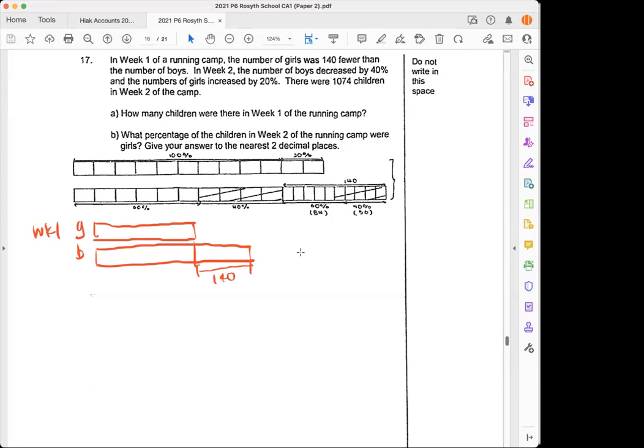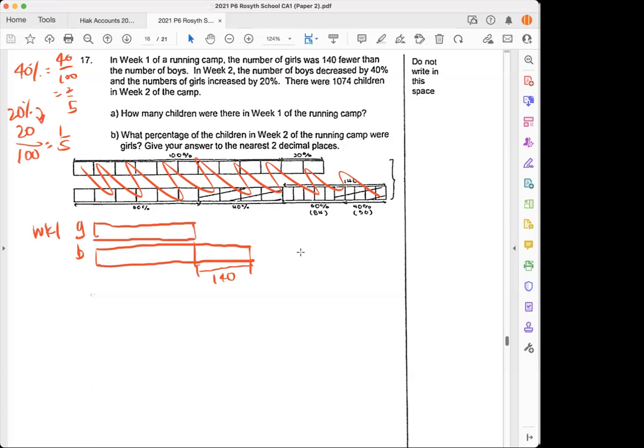Now, in week 2, the number of boys decreased by 40% and the number of girls increased by 20%. So, okay, 40% change to fraction. Always do that, it is 2/5. You won't use percentage, you can, but it is actually quite confusing. So 20% is 20 over 100, and you get 1/5. So 40% is 2/5, 20% is 1/5.